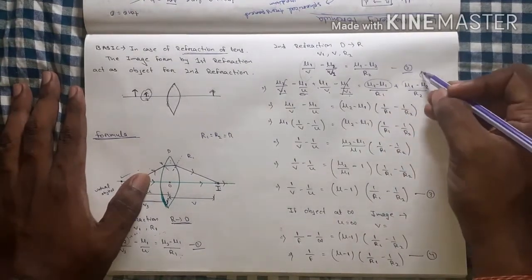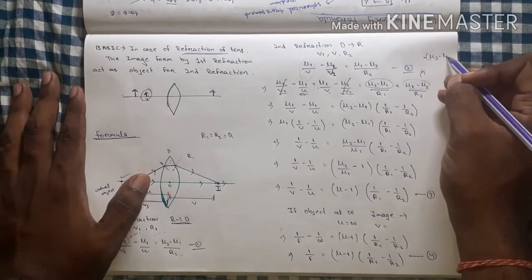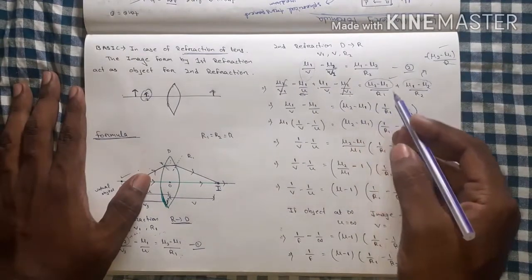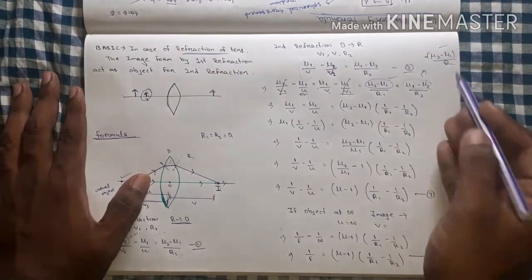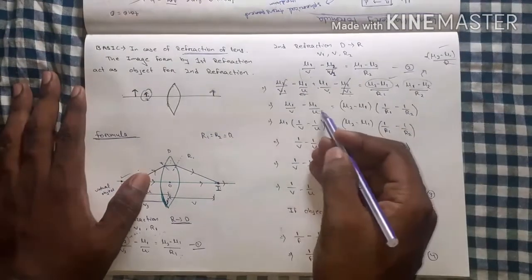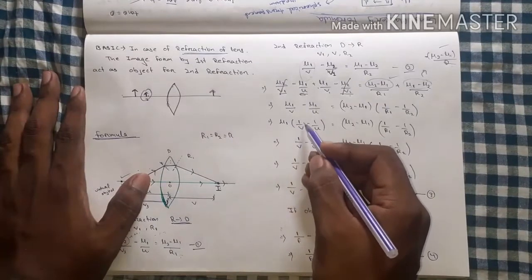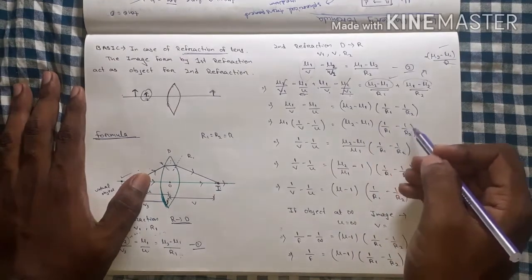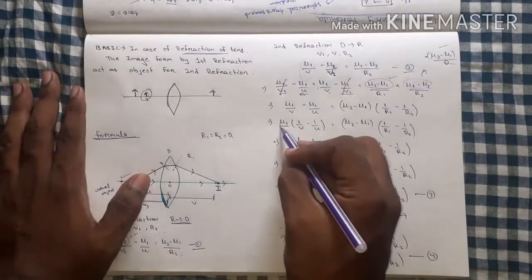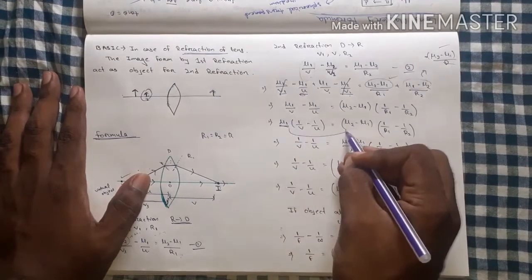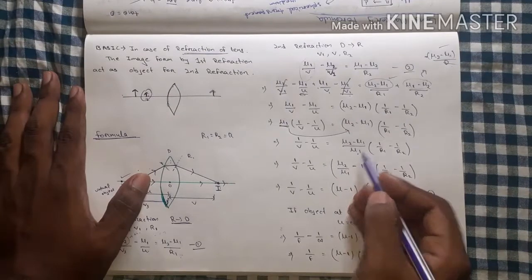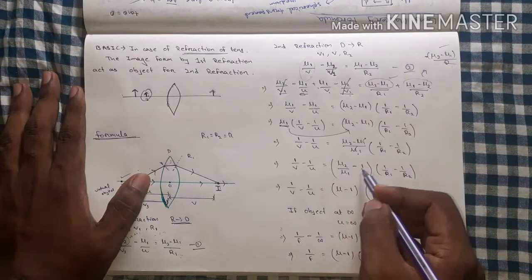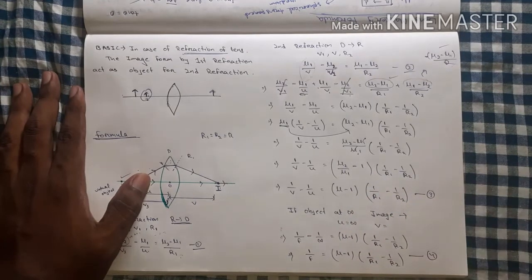Here, if I take common, this is the common, yes or no? That means it is minus of (mu2 minus mu1) by r. If I take common (mu2 minus mu1), then 1 by r1 minus 1 by r2. Here also mu1 is common: 1 by v minus 1 by u equal to (mu2 minus mu1) times (1 by r1 minus 1 by r2). If I move mu1 to the other side, it will be divided, so 1 by v minus 1 by u equal to (mu2 by mu1 minus 1) times (1 by r1 minus 1 by r2).